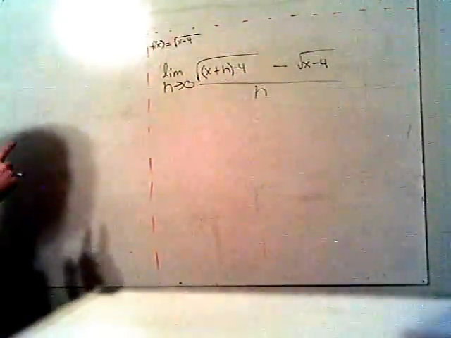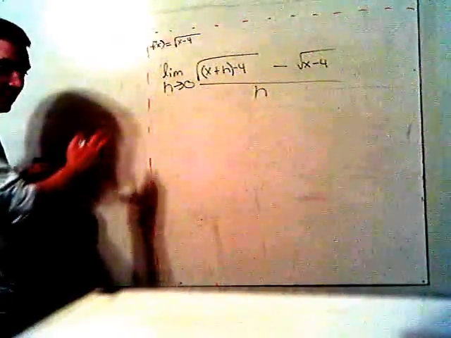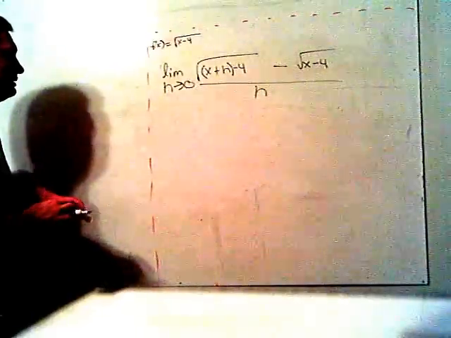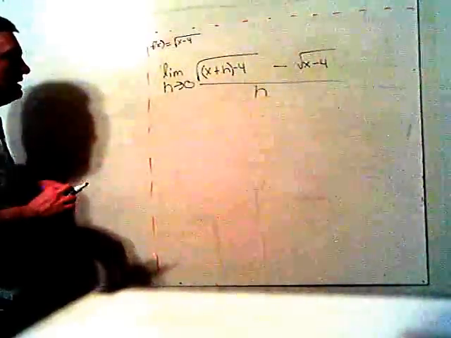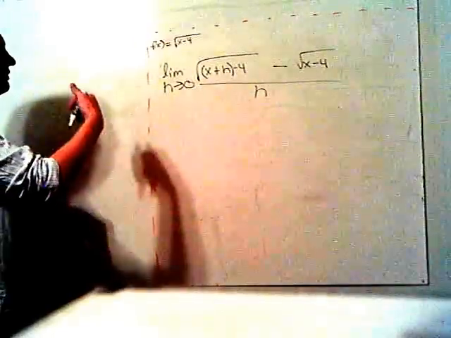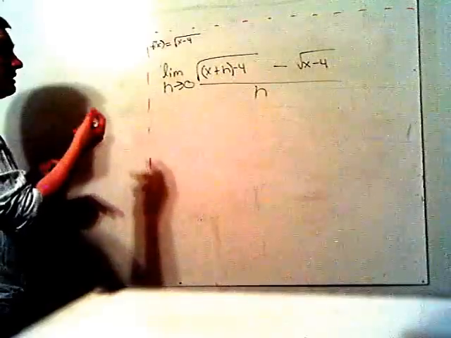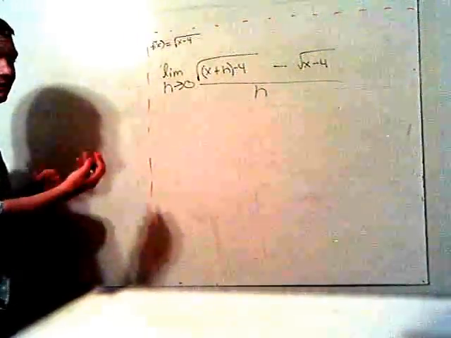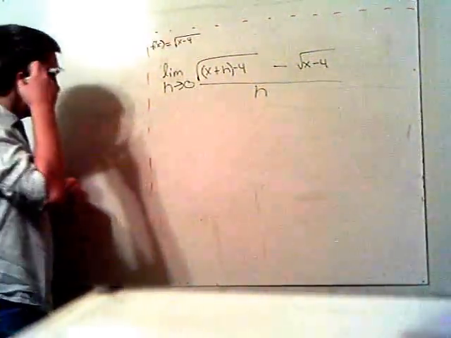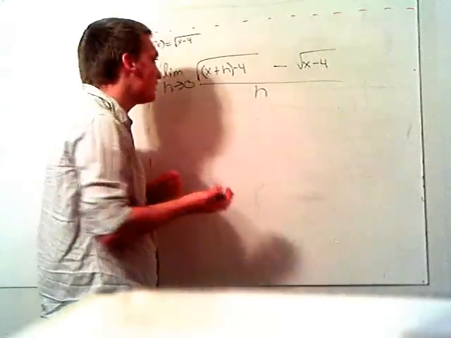So here comes the tricky part. Since I have limited board space, I may have to shrink it down a little bit to fit it all on here. But what we see is there's not a whole lot we can do here. If we plug the limit in, we'll get 0 over 0, which is indeterminate. And since it's indeterminate, it makes no sense in the limit form.